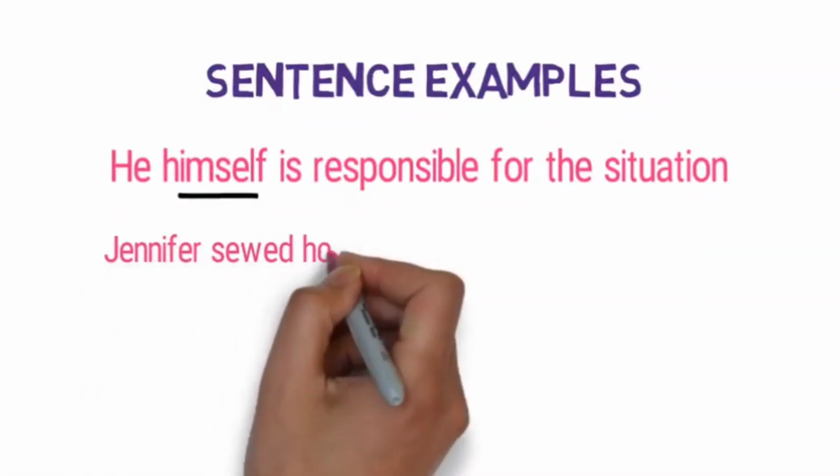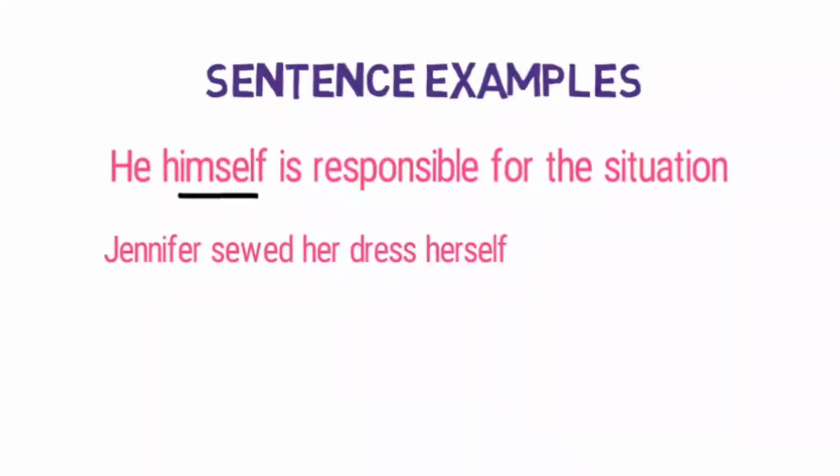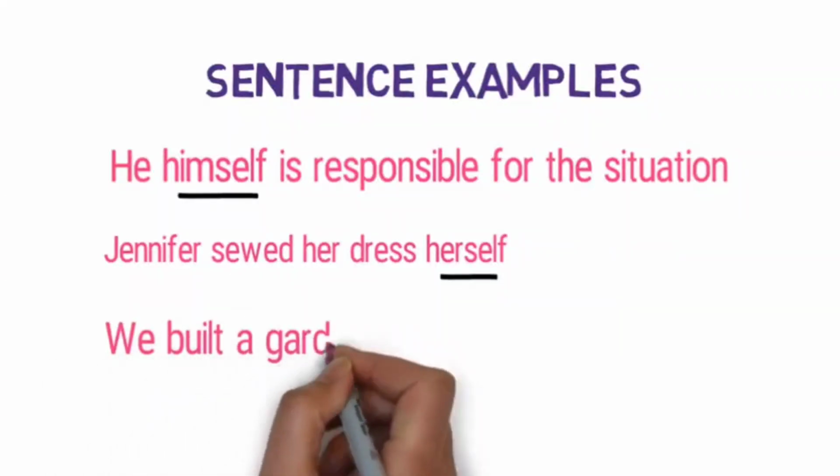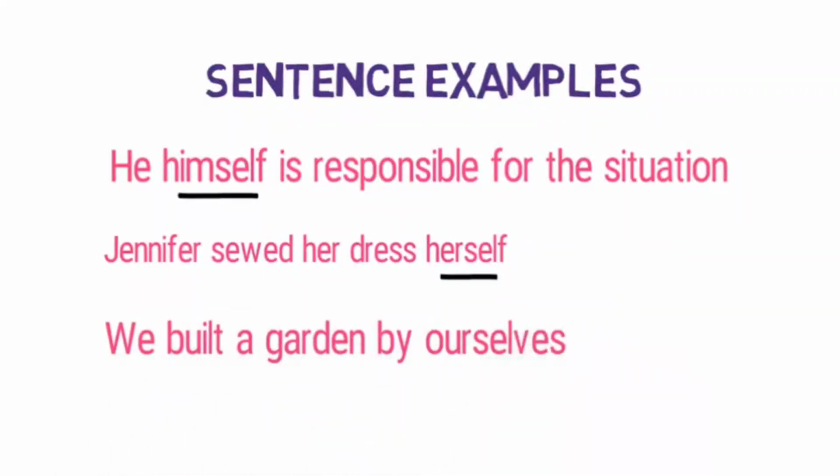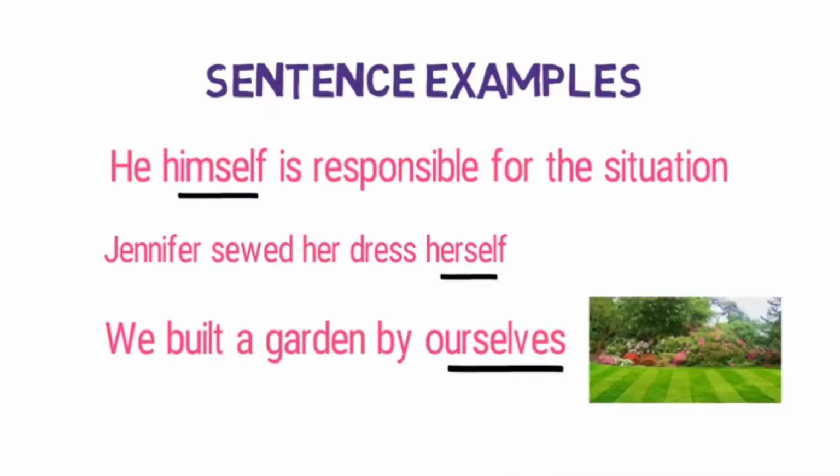Jennifer sewed her dress herself. Here herself is used to show that she herself did it. We built a garden shed by ourselves. Here ourselves is used and it emphasizes our own selves. So intensive pronouns are used to emphasize a noun or pronoun.